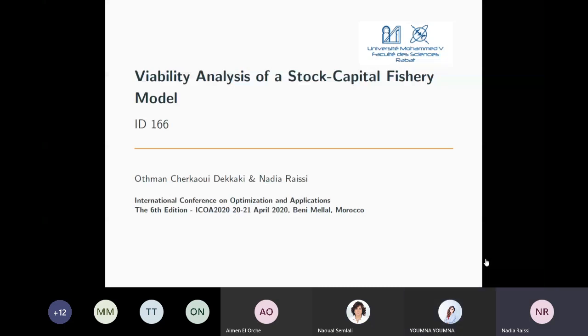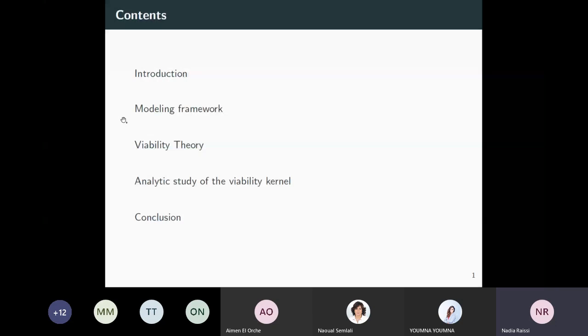First, I would like to thank the organizing committee for this chance to present our work. It's a viability analysis of a stock capital fishery model. The two key terms are viability analysis and stock capital fishery model. So it will be good to show you the framework of modeling the stock capital model, introduce the viability theory, and show you the important results we can find.